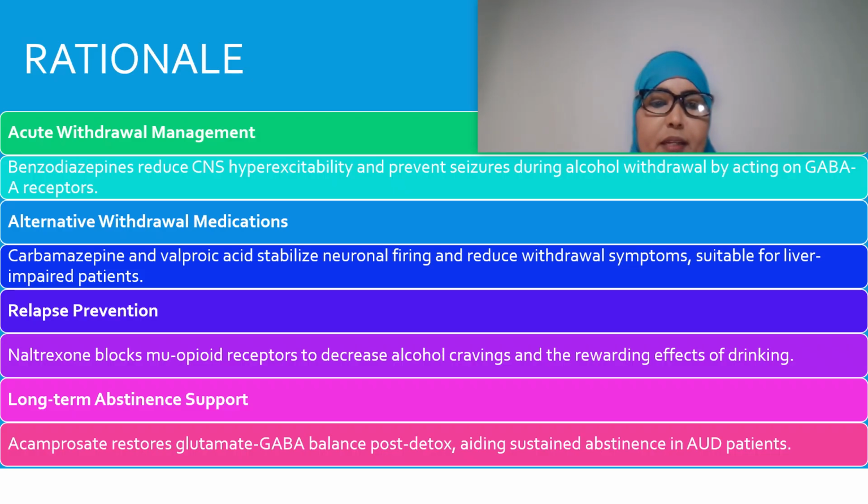Relapse prevention includes naltrexone, which blocks opioid receptors to decrease the alcohol craving and the reward effects of drinking.